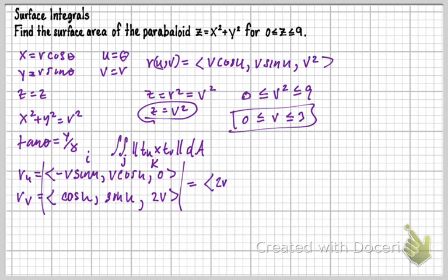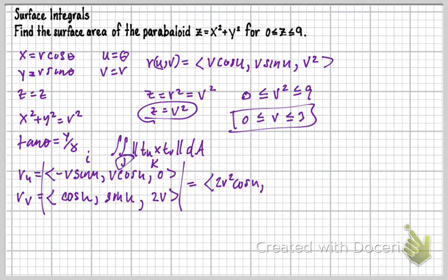2V squared cosine U, and I'm thinking about these being covered up, and then I do this product minus that product, and the second product's going to be 0. So I'm just going to end up with this as my component for my I.